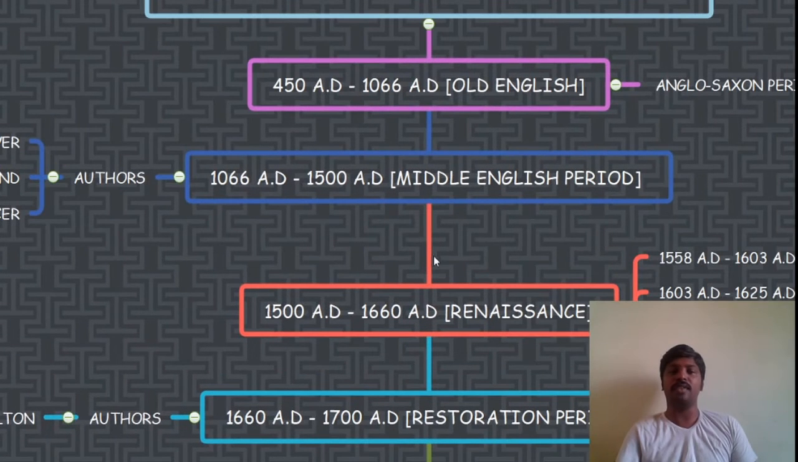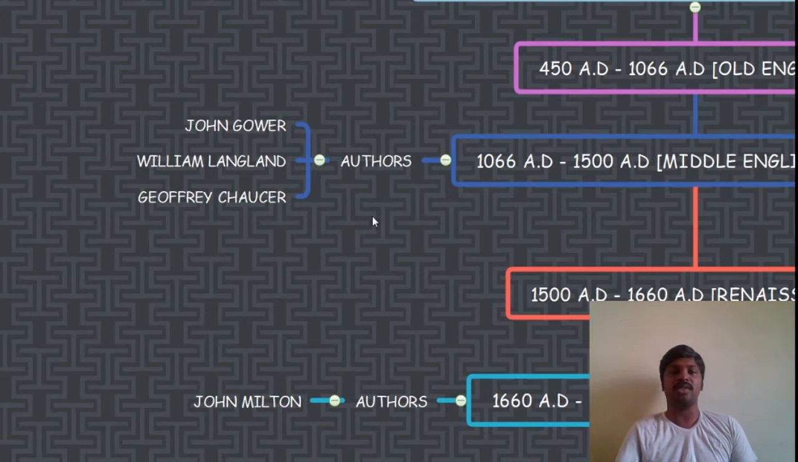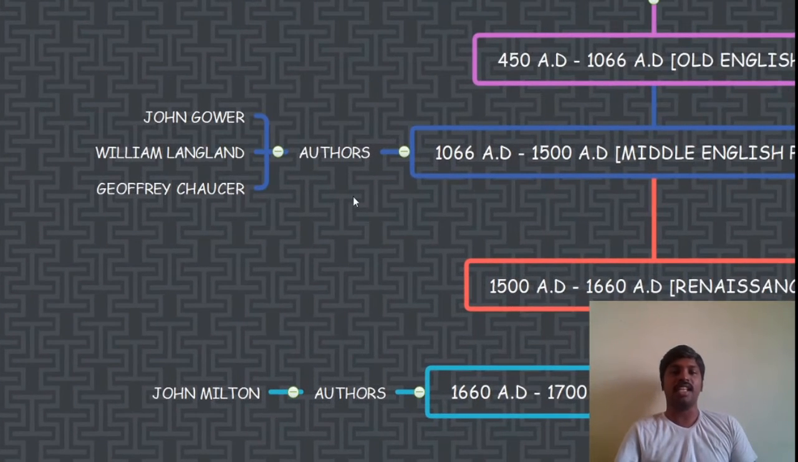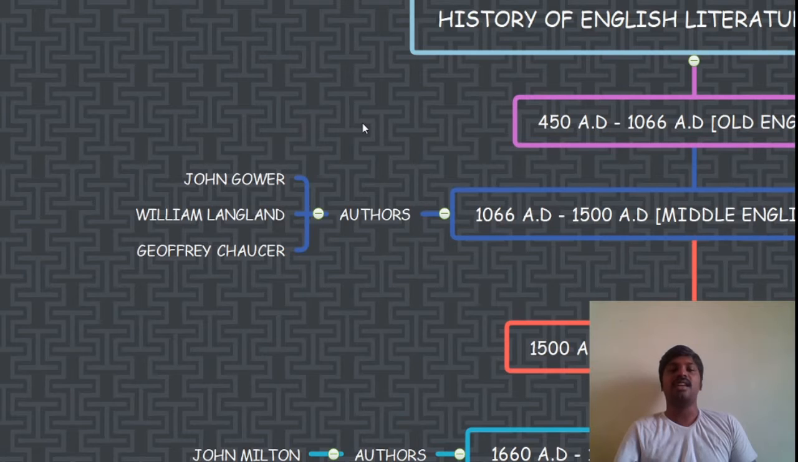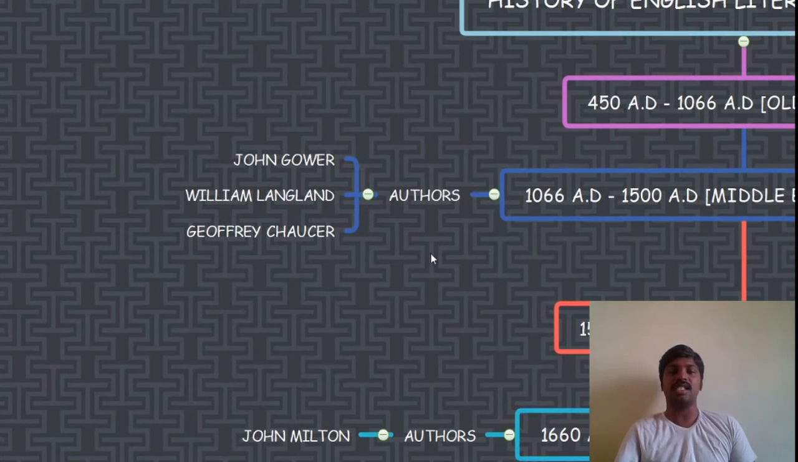And then you have between 1066 AD to 1500 AD the Middle English period. This is the time you had very famous authors, or you could say the significant beginners who started with writing in English were Geoffrey Chaucer, William Langland, and John Gower.